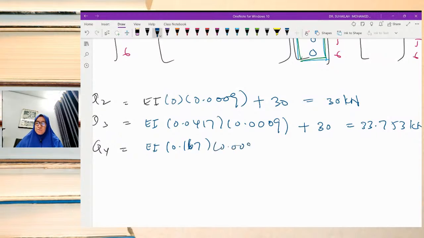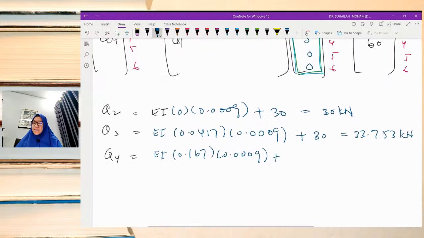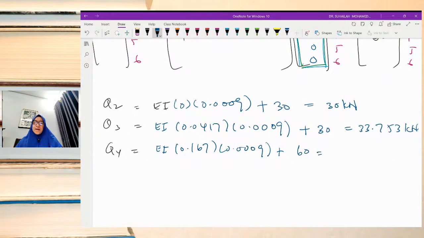0.167 times 0.0009, this is 6, plus 60. Okay, please calculate 100,000 times 0.167 times 0.0009 plus 60. What is the answer? 75.03. 75.03 kilonewton.